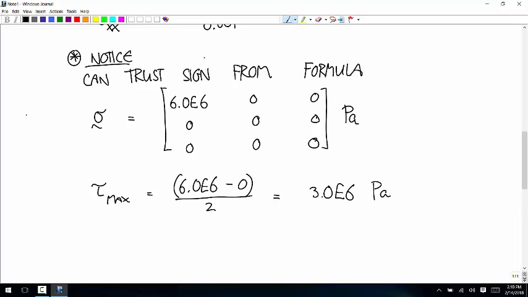Yeah, if all you want is that value, then you can do that. If you want to know what that entire stress tensor looks like in that coordinate system, then you have to do the rotation matrix.